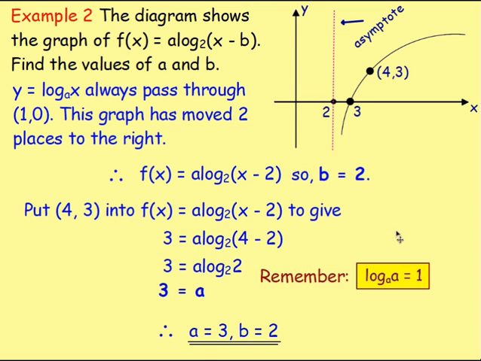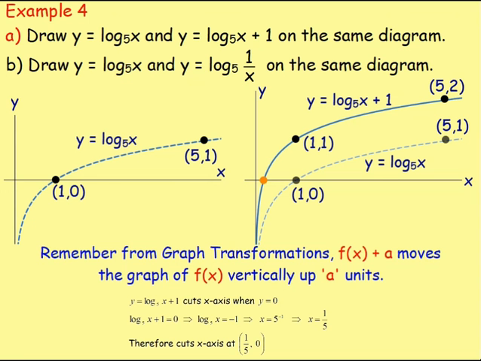With this one here, it's the same idea. It's thinking, right, it should be passing through 1, 0. It's passing through 3, so it's moved 2 places to the right in the positive direction, which means in the brackets you'd have an x take away 2. So b is going to be 2. From there, use any other knowledge that you have. Here we're also told 4, 3 in order to work out the value of a. You're subbing in, and then that's dead easy.